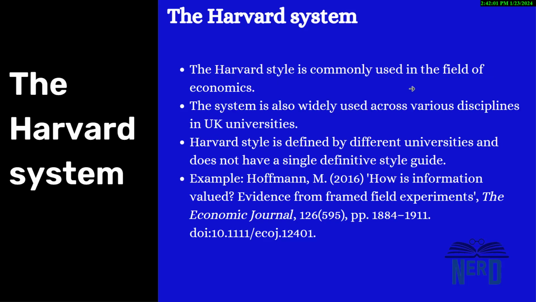And then at the end we have the Harvard system, and the Harvard system is usually used in economics and business. This style is used across various disciplines in UK universities mostly, and Harvard style is defined by different universities and does not have a single definitive style guide. So for example here, Hoffman, M, then the date in brackets, then the title, and then where it was published in italics, then the page number, and then the DOI number.